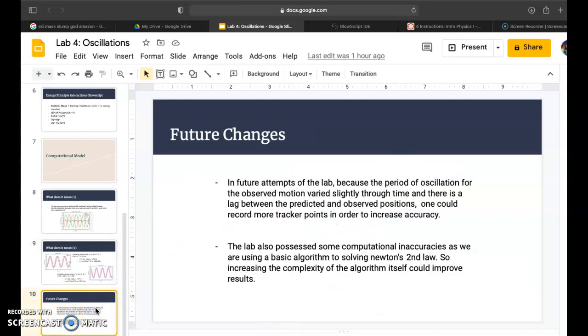Now, in future attempts of the lab, because the period of oscillation varies slightly, we could input more Tracker points in order to increase accuracy. And the lab also possesses some computational inaccuracies, since we're using a basic algorithm, so we can add more to the Newton's second law algorithm, like F drag, which will make the observation and the prediction match.